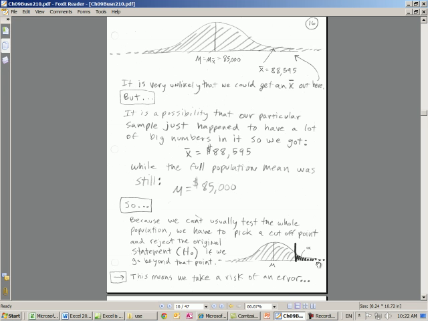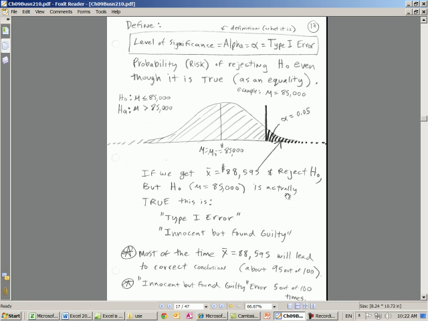But that means what? This means that we take a risk of an error. So the official definition of level of significance, alpha, or type 1 error is the probability of rejecting H sub 0 even though it was true. Because remember, here's that 88,595. It's a sample. It's very unlikely that we would get a sample out here, so as a result, we're going to reject the original statement. But if we pick alpha 0.05, it means about 5 out of 100 times we will get this sample and reject the original statement, the null hypothesis, but it was actually true. So that's called a type 1 error.